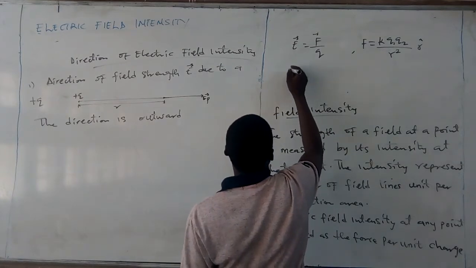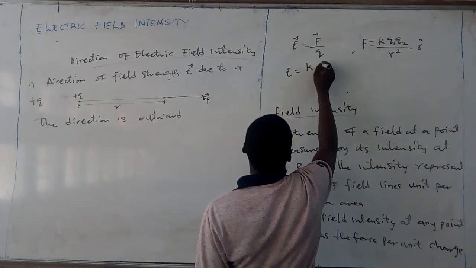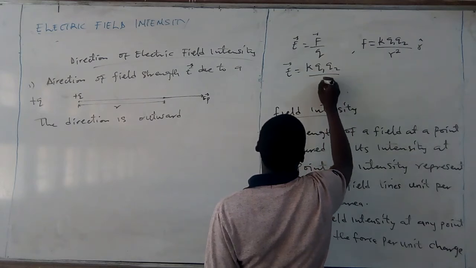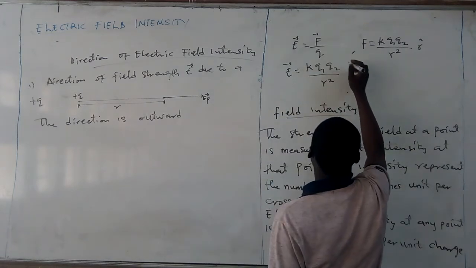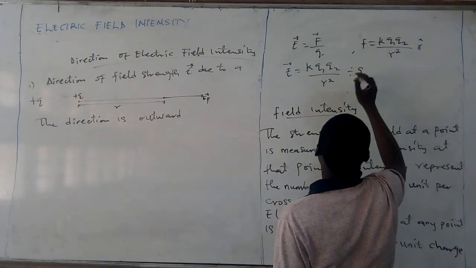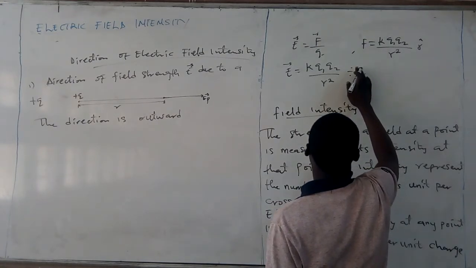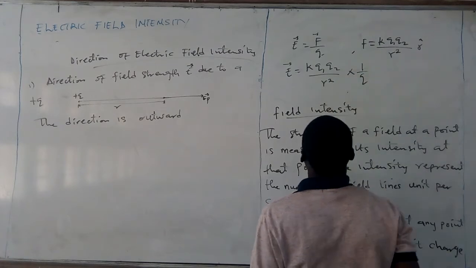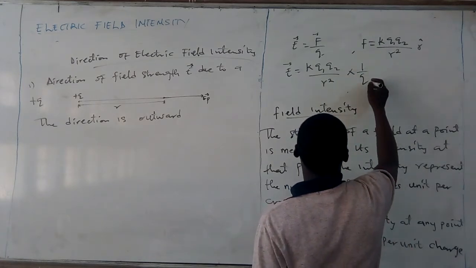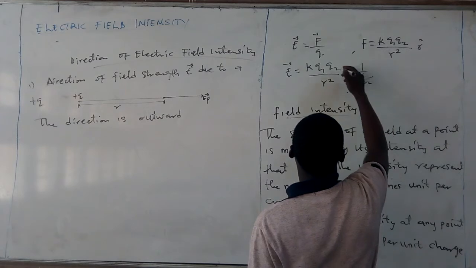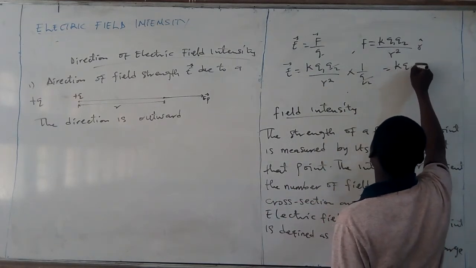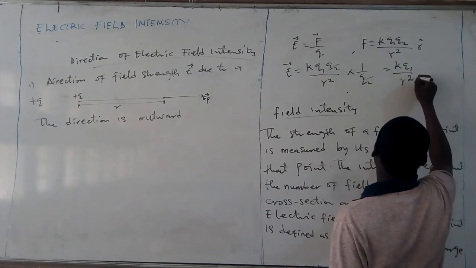Now, the electric field will be equal to what? K Q1 Q2 all over R squared, divided by Q. So if I have Q here, I will just multiply by 1 over Q. So this Q2 can cancel this. Then the electric field can now be KQ1 all over R squared.